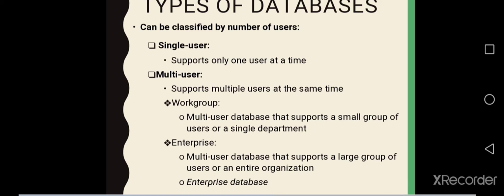While multi-user means the database supports multiple users at the same time. For example, a workgroup is a multi-user database that supports a small group of users or a single department. Another type of multi-user is enterprise. A multi-user database that supports a large group of users or an entire organization. The best example here is what we call the enterprise database.